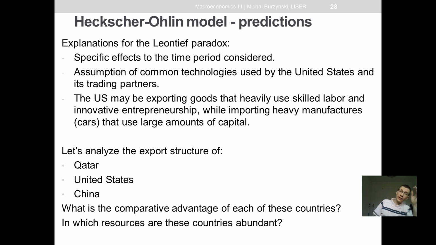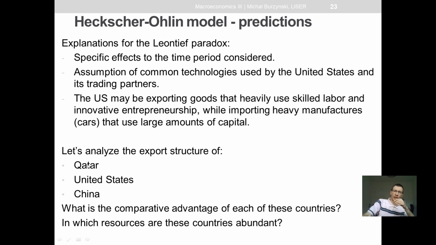All right, so now let's have a very short discussion, or my own monologue, okay, about what is the comparative advantage of those three countries we have over here, and in which resources, in which factors of production those countries are abundant. Qatar, United States, China. So I guess we all have a very broad and well rooted expectation of what we expect here in terms of the abundance of factors of production.